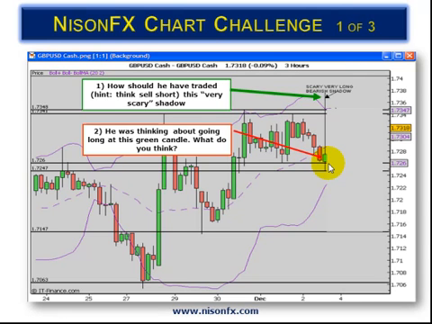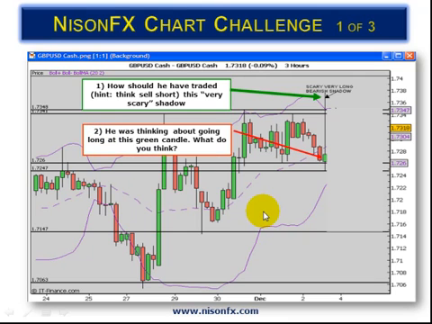And then the second question is, he was thinking about going long at this green candle. What do you think? Put the player control on pause, and think about question one, and then question two, and then hit play to hear my answer.